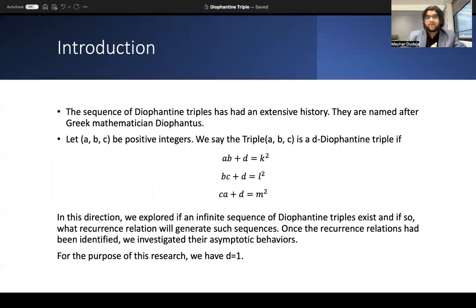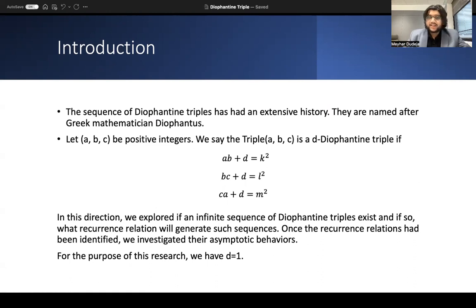So let's talk about what Diophantine triples are. Let's assume that you have a set of three numbers, A, B, and C. The pairwise products are A multiplied with B, B multiplied with C, and C multiplied with A. Now we say that this triple is a d-Diophantine triple if you add the constant d to each product and it is a perfect square. Like here, a multiplied with b, and I added d, and if it is a perfect square, that means k has to be a whole number.